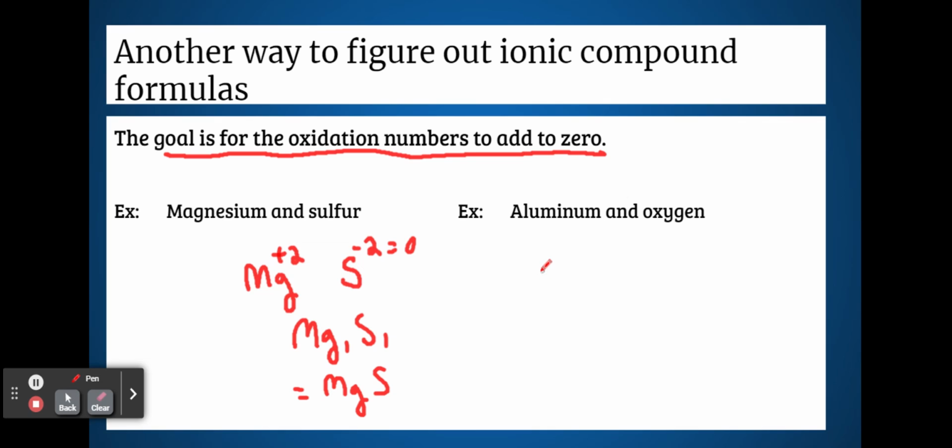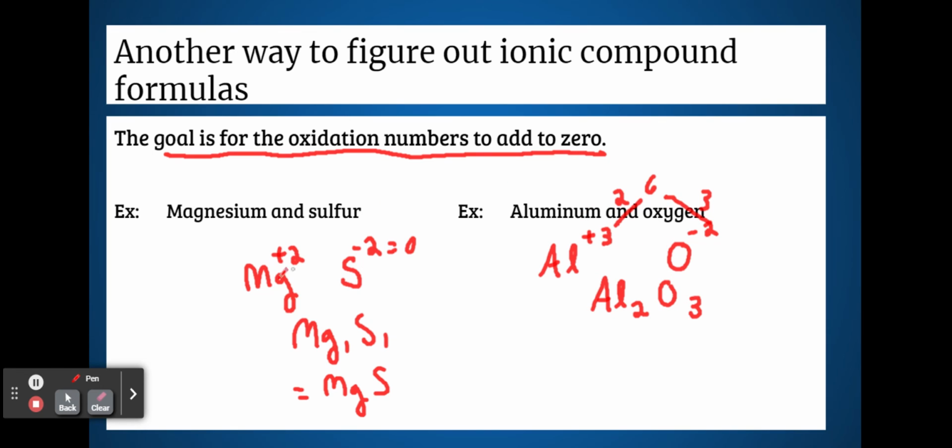Aluminum and oxygen, a little bit trickier. I have aluminum with a +3 charge, wants to give away 3. Oxygen with a -2. So I have to think to myself, what can both 3 and 2 go into in order to figure out how many electrons are in the total substance? So I could say multiply 3 times 2, which gives me 6. 3 goes into 6 2 times. 2 goes into 6 3 times. So I'd have 2 aluminums for every 3 oxygens.